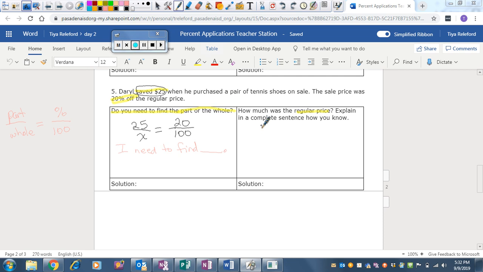So you have 25 over X equals 20 over 100. You're looking for the 100%, the regular price, right? You're going to do it the same way. X times 20 and 25 times 100. And then go ahead and divide to solve. Easy peasy lemon squeezy.